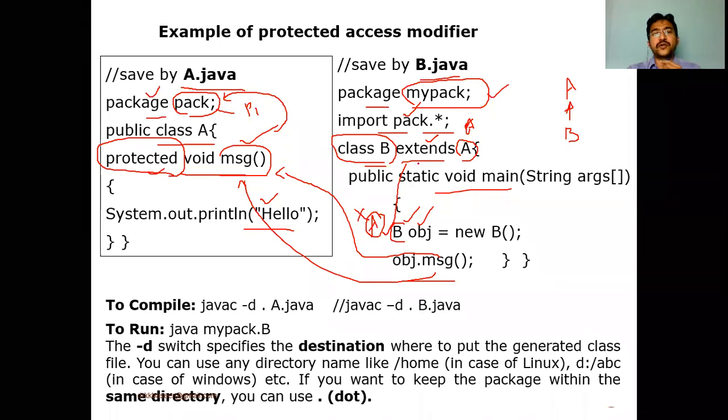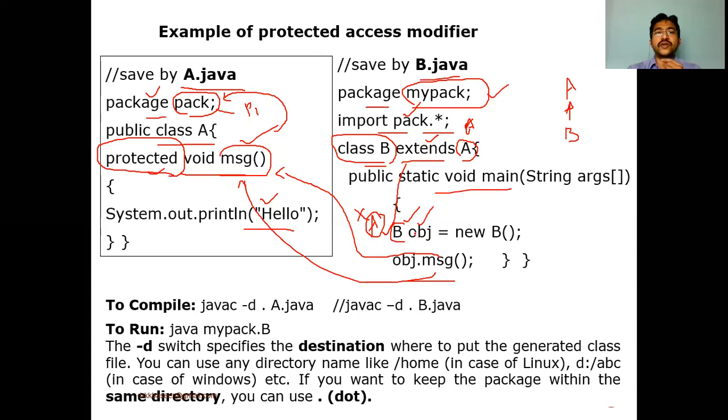Now, how to access protected members? When you declare the methods as protected, you access them with the help of the extends keyword. You access the methods by creating the child class object, and with the help of that we access the parent class methods or parent class members, right?